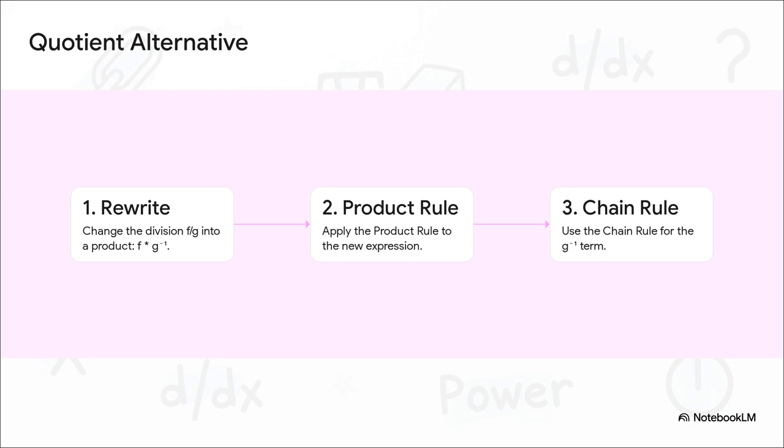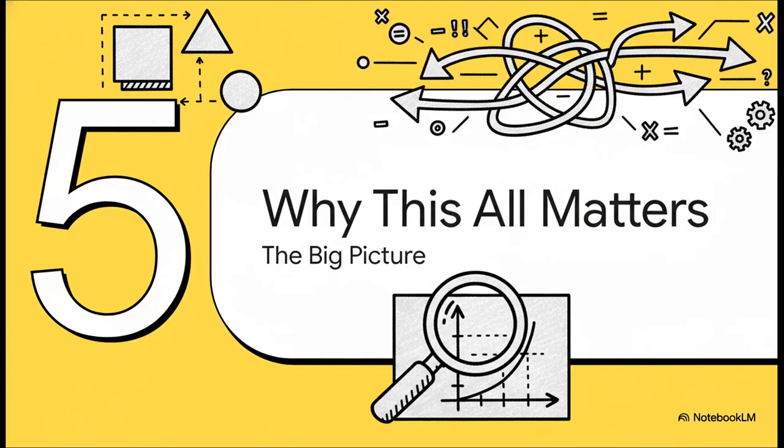And now what do we have? It's a product rule problem. And to handle that g of x to the -1 term, you just use the chain rule. So you see, the quotient rule was never a new rule at all. It's just a convenient package for the other two rules combined. So why do we care so much about picking the right rule? I mean, really, why does this matter? Because these rules, they're the building blocks for solving much bigger, much more interesting problems. It's all about seeing the underlying structure.